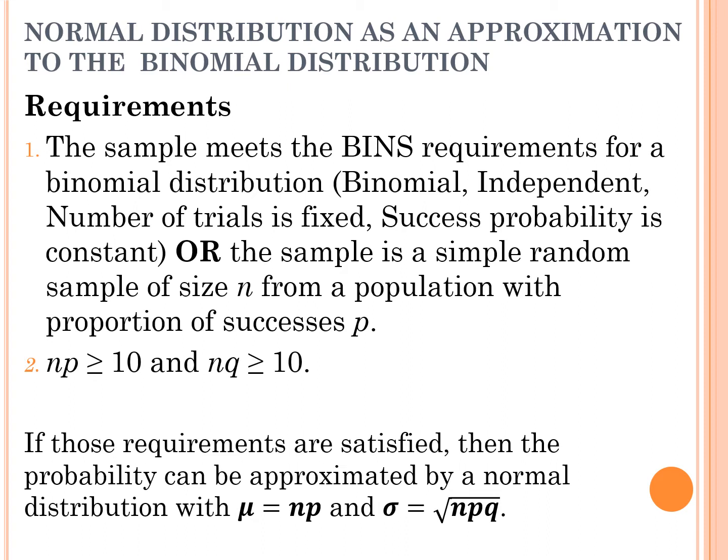The second requirement is that when we look at the number of successes and number of failures, what I mean by that is n times p and n times q, we have to have values that are greater than or equal to 10 for both of those. If those requirements are satisfied, we can use a normal model to approximate our probabilities, and the mean is going to be n times p, standard deviation, radical npq.